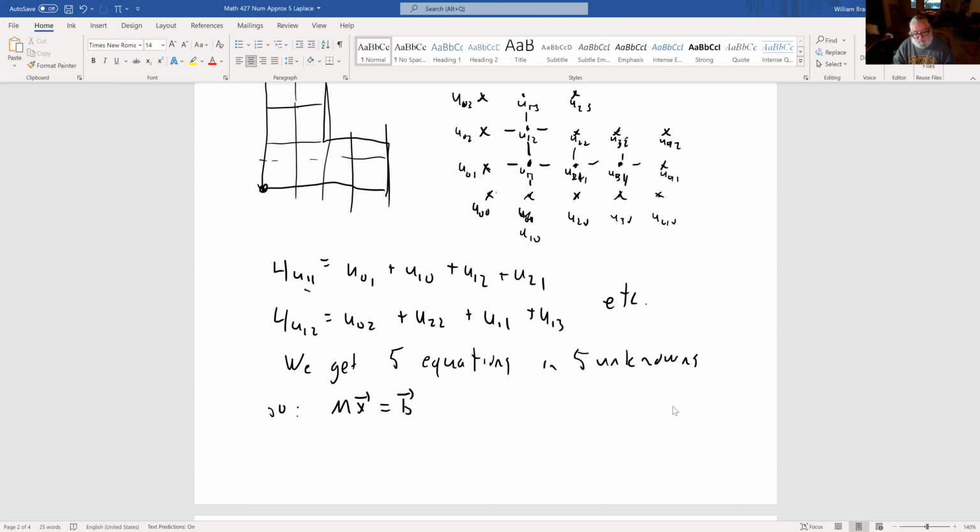So it's a matrix equation, right? You get the matrix of coefficients. X here, a vector, is these 5 unknowns. And then B is all the numbers that come from the boundary conditions. We move those over to the other side of the equation. And so the unknown stuff we want is the inverse of the matrix times B, right? And so we can do that.